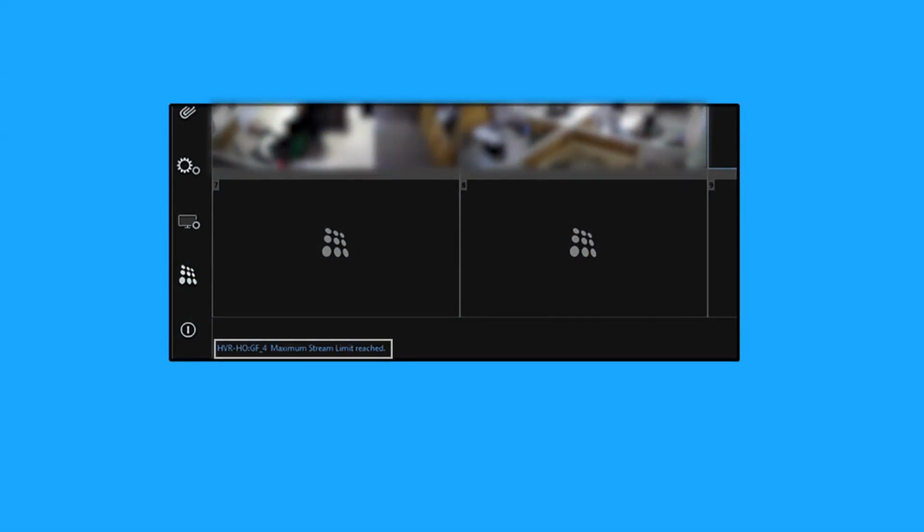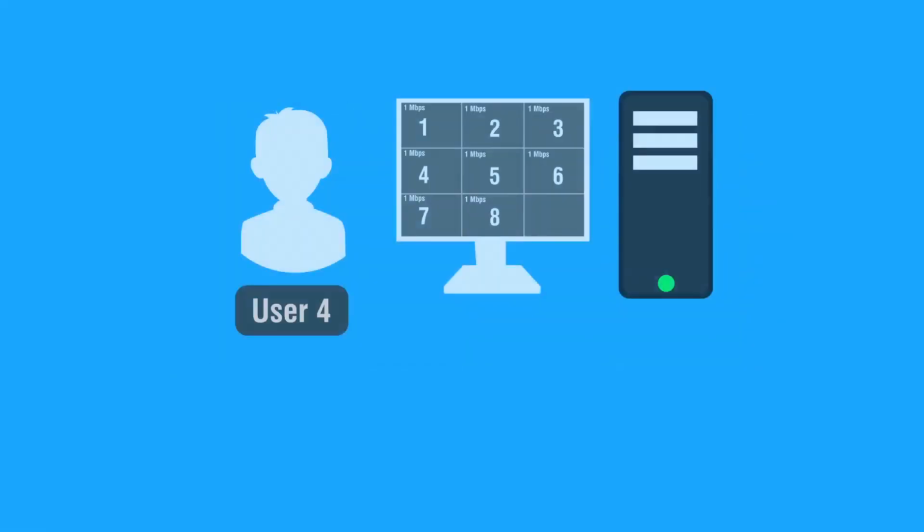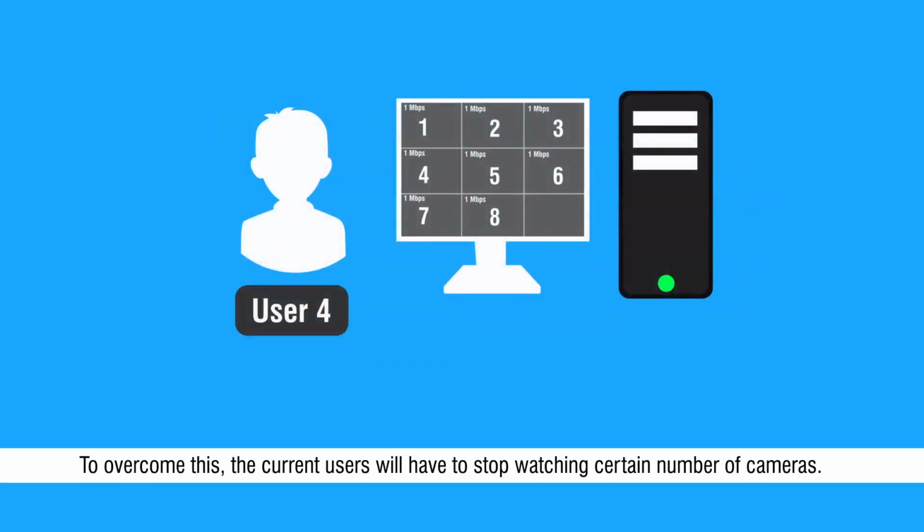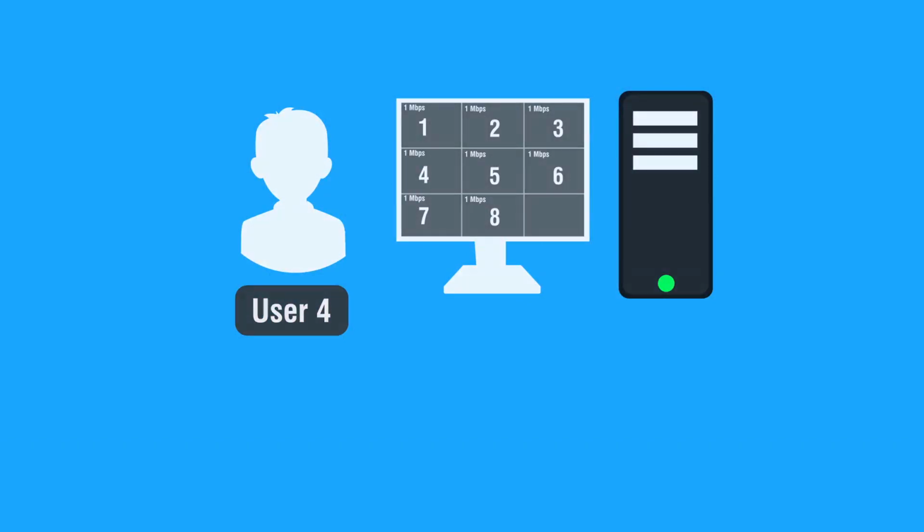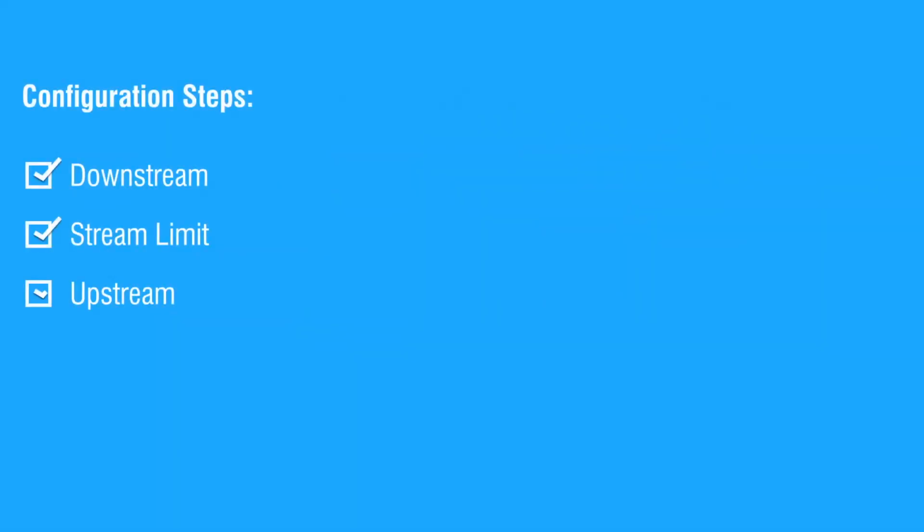So if any other user logs in and starts the stream anyway, maximum stream limit reached error will be displayed as now the outstream limit is reached. To overcome this, the current users will have to stop watching certain number of cameras. This completes all the parameters.